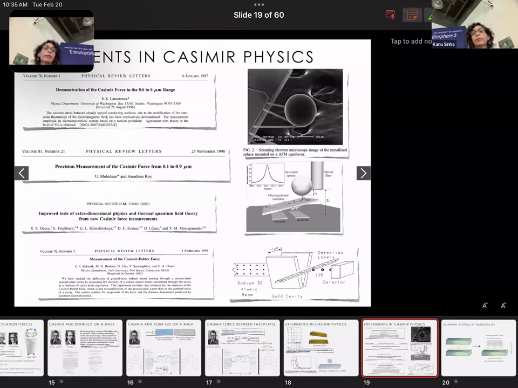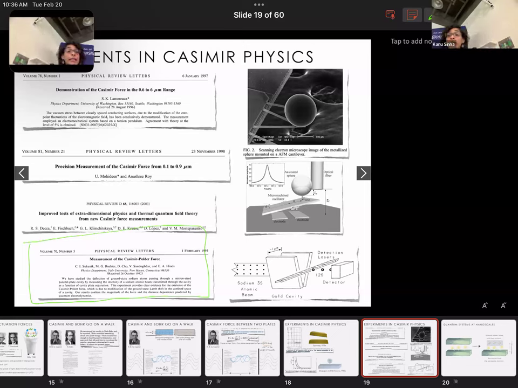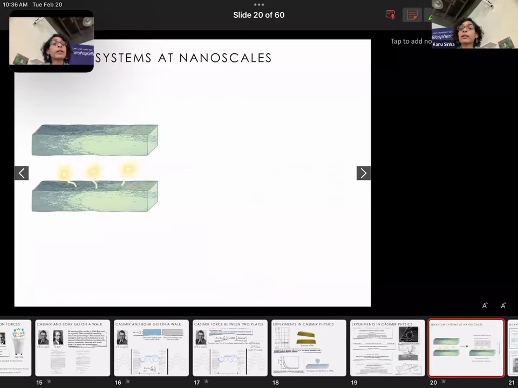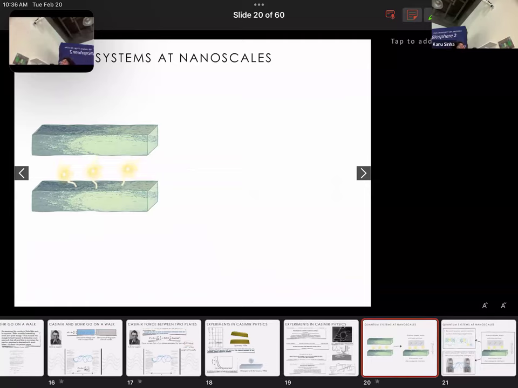In the late 90s, there were significant developments in precision measurements of forces. Casimir forces have been measured and tested, and they fall in the theoretically predicted range, as one expected. Casimir forces have also been measured with atoms, which is this last paper here. This is now becoming increasingly relevant. These atom-surface interactions become more and more relevant as we move towards nanoscale systems, which is what I want to get to next.